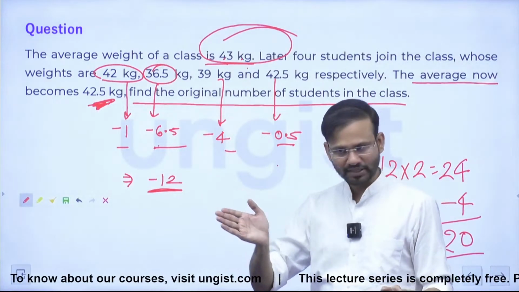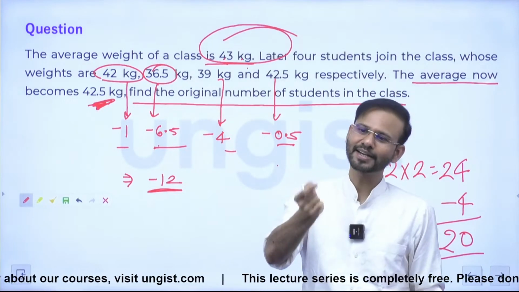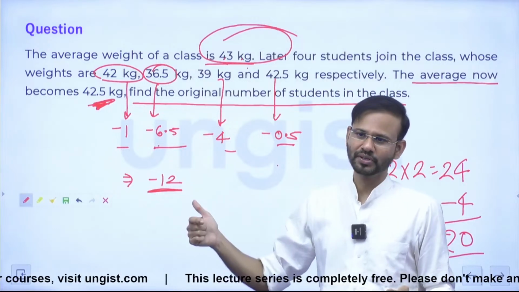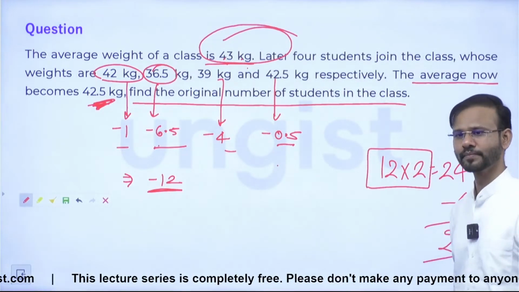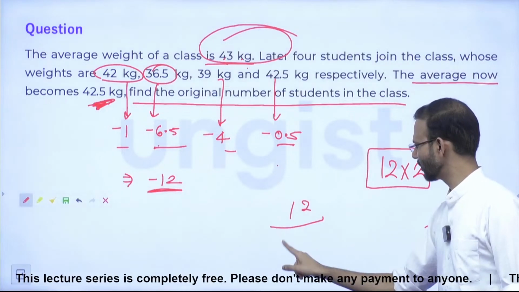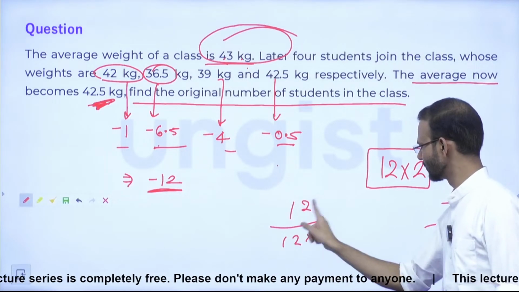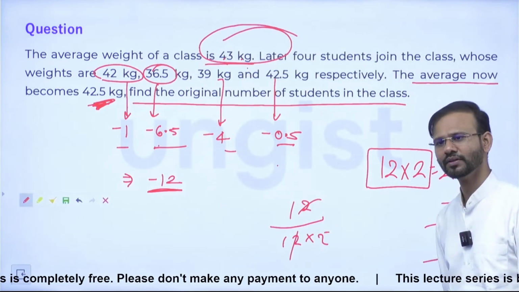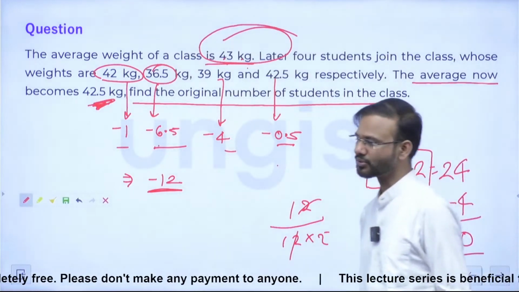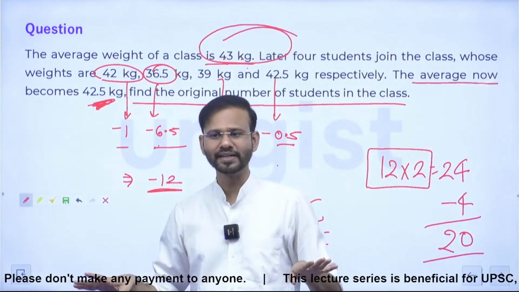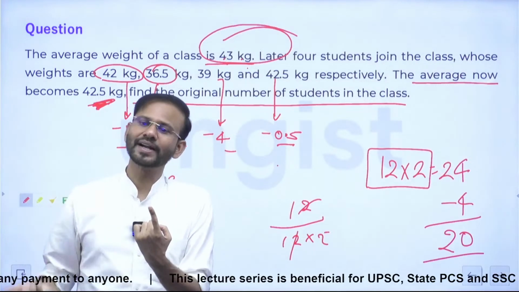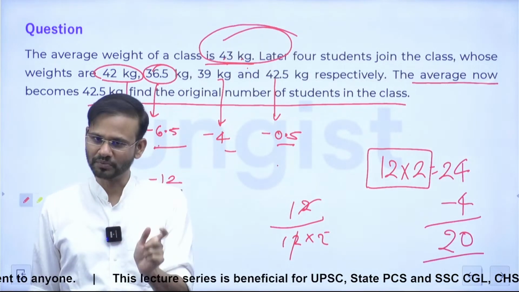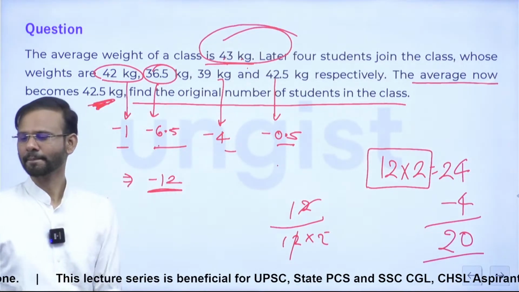0.5 means 1 by 2. So 12 is getting distributed among some candidates such that each one is getting 1 by 2. So 12 must be getting distributed among 12 into 2 candidates, right? Because 12 divided by 12 into 2 will be 1 by 2, yes or no? Okay. So if 12 is distributed among 12 candidates, each one will get 1. If 12 is distributed among 24 candidates, each one will get 1 by 2. Right? Okay.